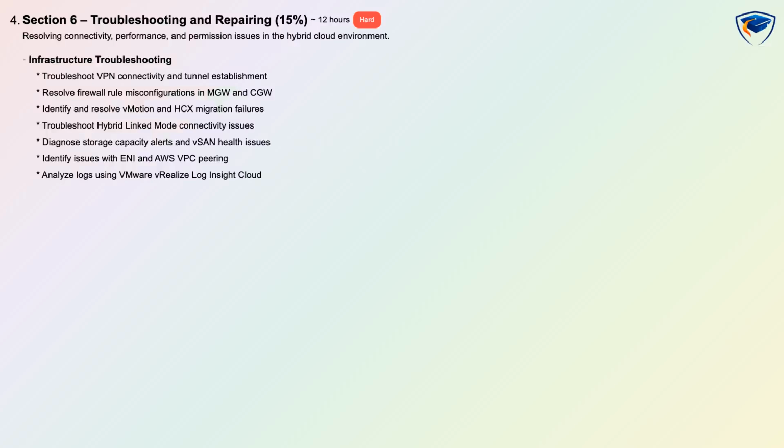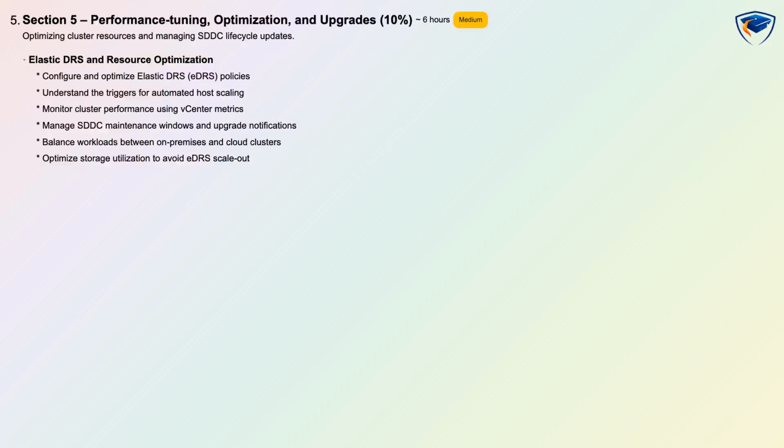The domain also covers diagnosing storage capacity alerts and vSAN health, identifying ENI and AWS VPC peering issues, and analyzing logs and events using tools like VMware vRealize Log Insight Cloud to drive remediation. Section 5 Performance Tuning, Optimization, and Upgrades is 10%, medium difficulty with about 6 hours of study and a mix of conceptual and scenario-based assessment, focused on optimizing cluster resources and managing SDDC lifecycle updates.